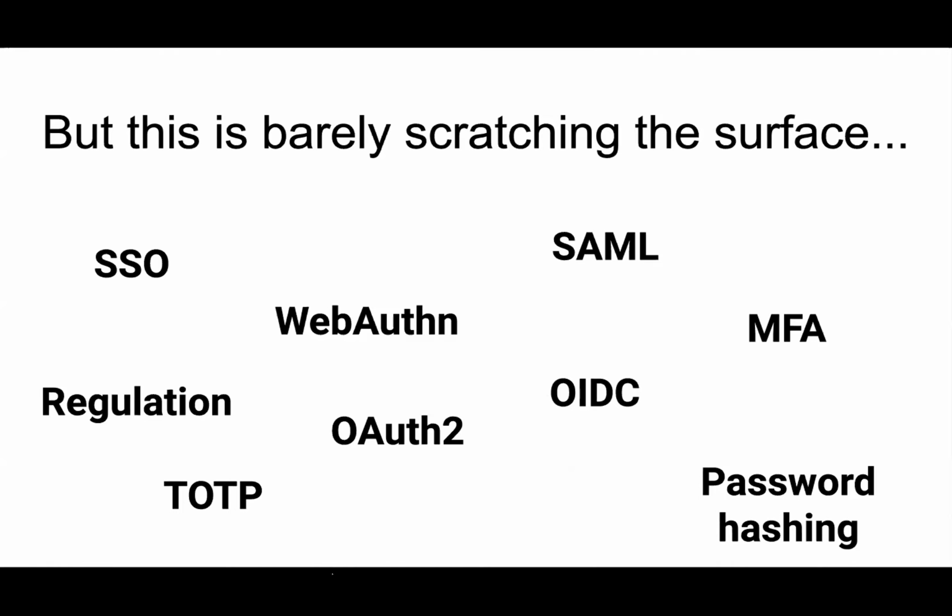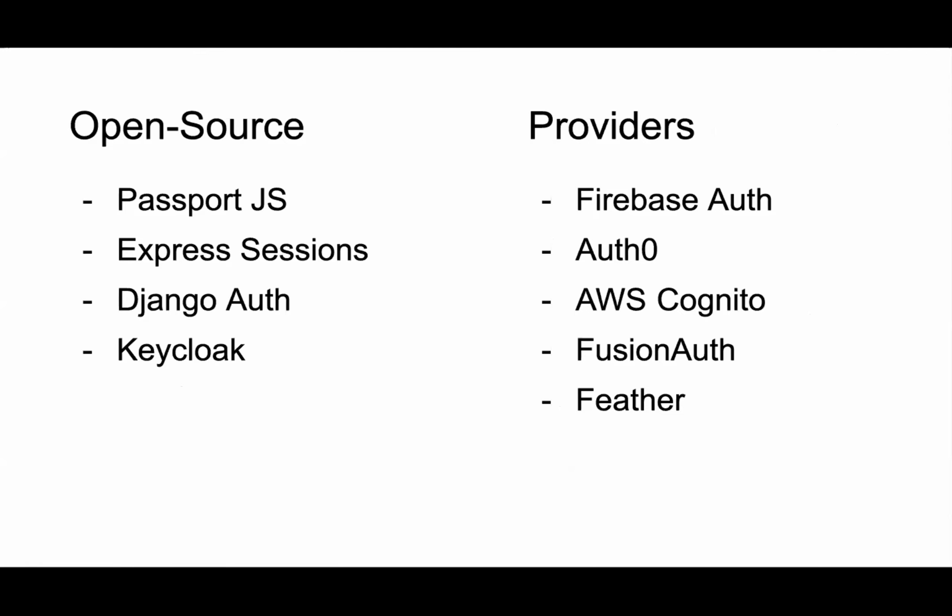Because this tends to be quite a complex and difficult thing to do correctly, the general recommendation that everyone will give you is you should use a pre-built solution, some code that some other team has already built. There are many, many libraries that you can use to implement authentication into your apps. On the open source side, there's Passport.js, Express Sessions, Django Auth, Keycloak, and many others that I couldn't remember when I was coming up with this slide.